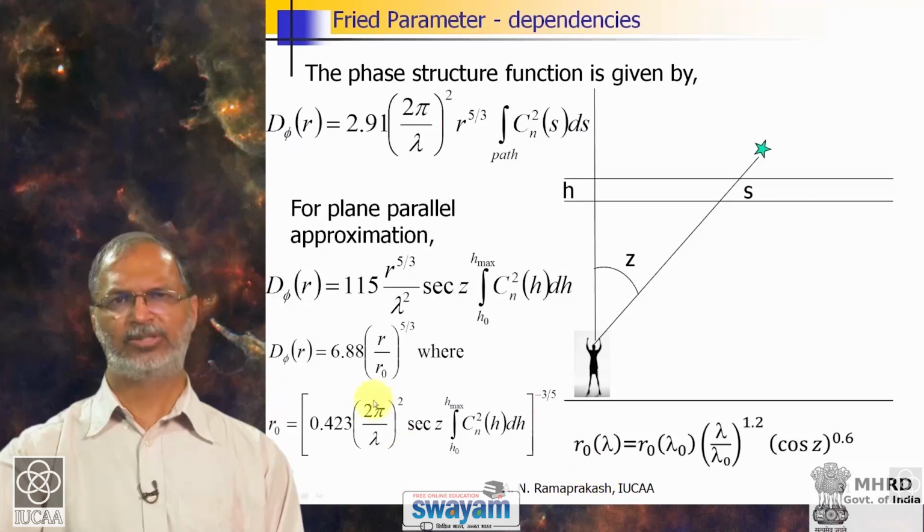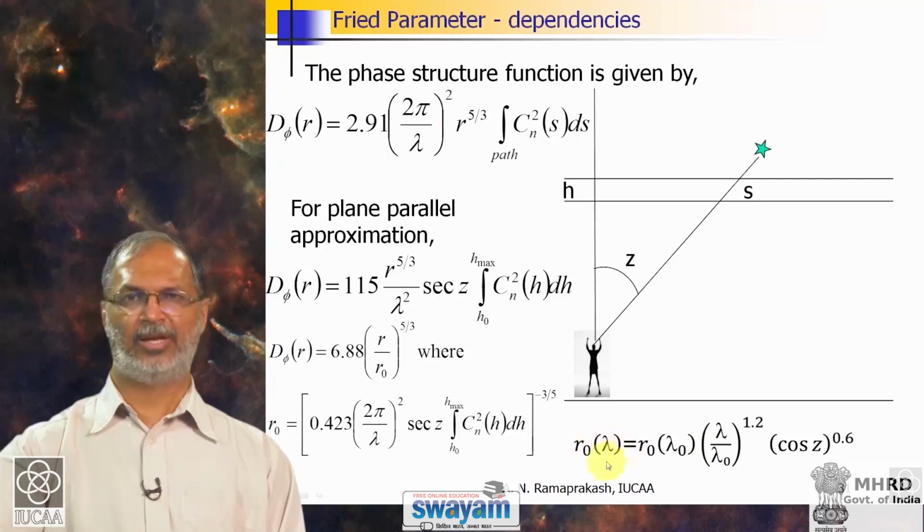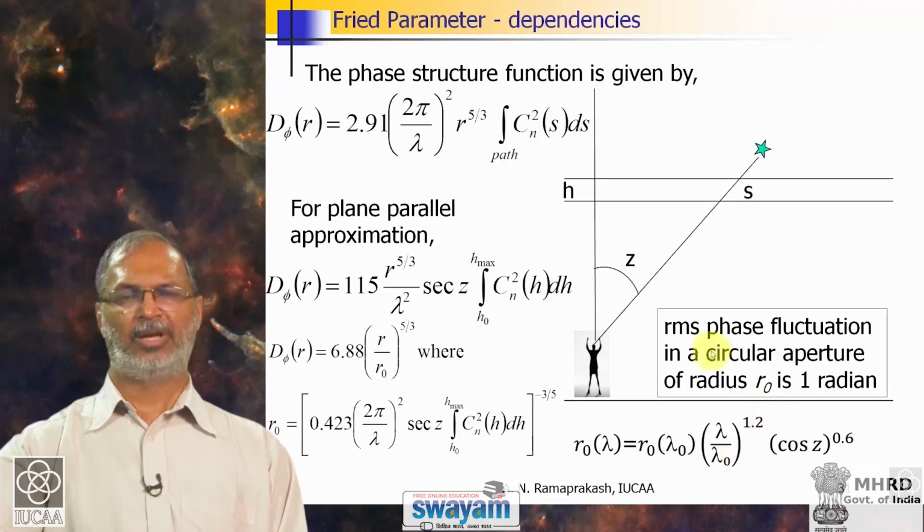So, you can also see here that R0 is a function of wavelength. If I want to denote R0 at a wavelength lambda from this expression, it is related to R0 at a wavelength lambda 0 by lambda over lambda 0 raised to 1.2, times cos zenith angle raised to 0.6. It is easily derivable from here. So, the Fried parameter is a function of wavelength to a power of 1.2. That is all I have already described here.